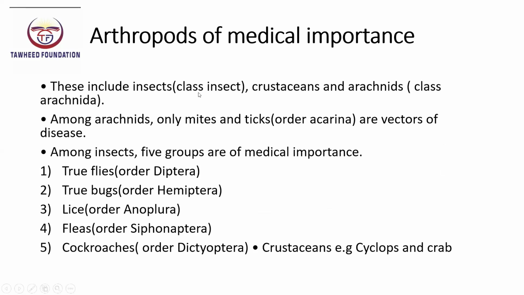So, arthropods of medical importance. Key medically important arthropods include insects, with orders such as Diptera, which is true flies, mosquitoes, Hemiptera, which is true bugs, Anoplura, which is lice, Siphonaptera, which is fleas, and Dictyoptera, which is cockroaches. So these are the five insect groups which are of medical importance.